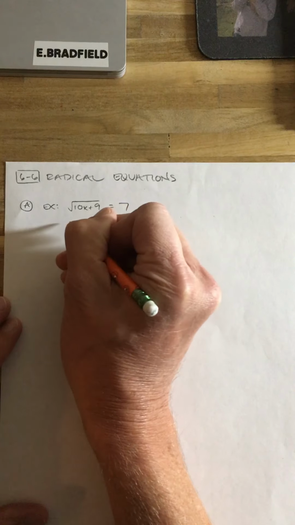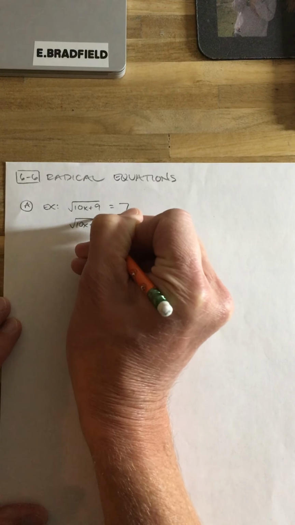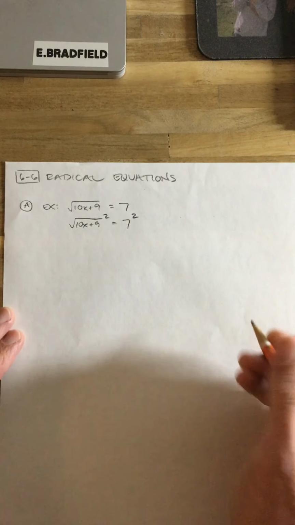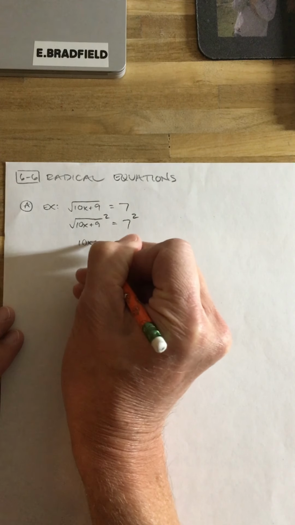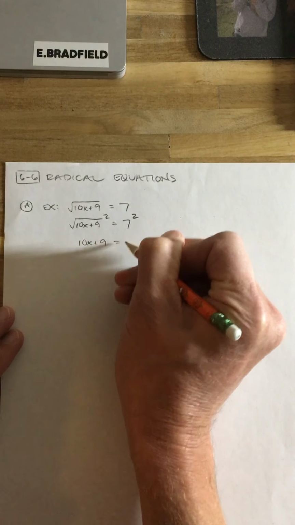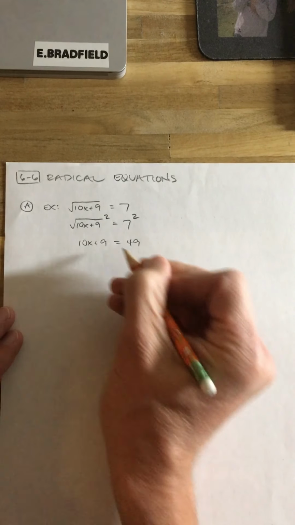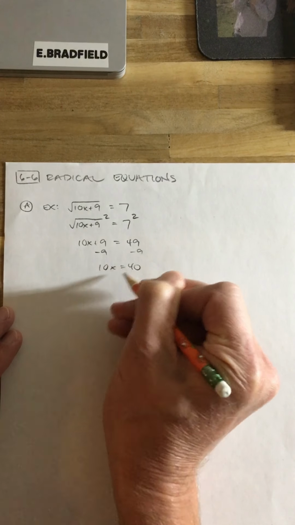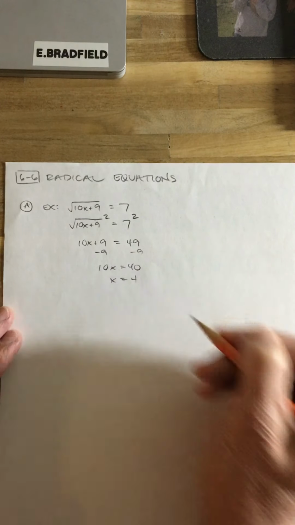I'm going to recopy it again so you can see what the step was. Equals 7. I'm going to square both sides. Now the square cancels the square root, so I'm left with 10x plus 9, and that's equal to 7 squared, which is 49. Now just solve it like a regular equation. Subtract 9 on both sides, and you get 10x equals 40, and of course x equals 4.